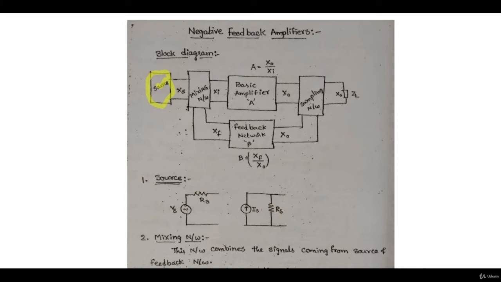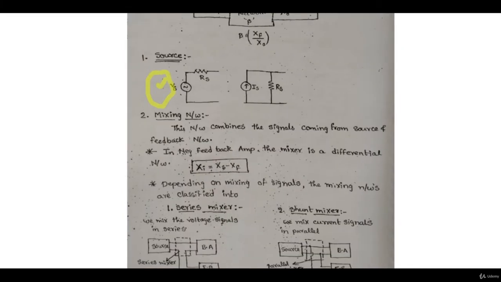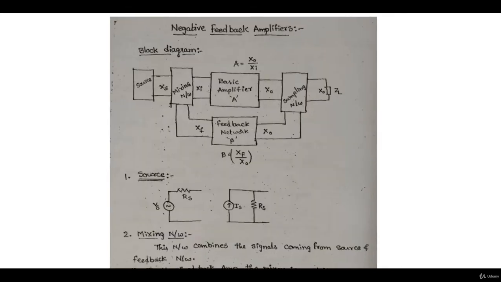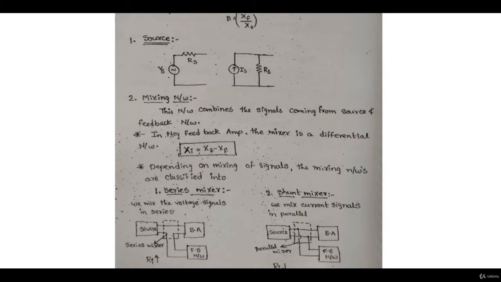Now there is a mixing network. The mixing network combines the signal from the source and the feedback network. Here this is the feedback network signal, which is Xf, and the input signal, which is Xs. The mixing network will mix these two signals somehow. That is the mixing network. How it will mix, we will see here.